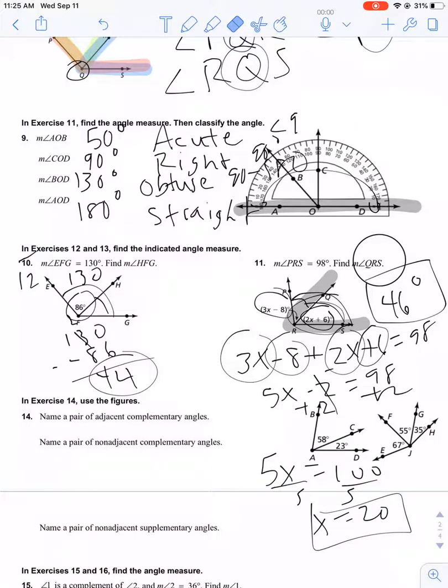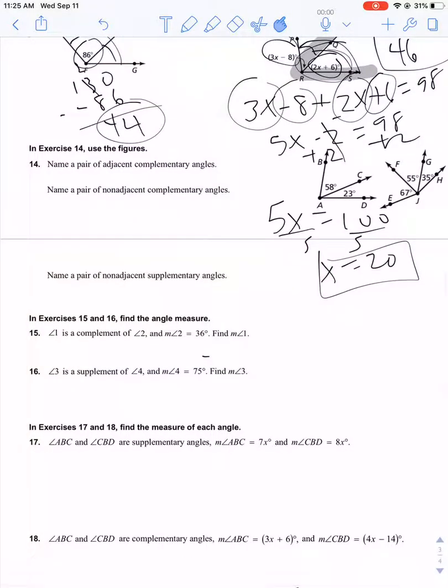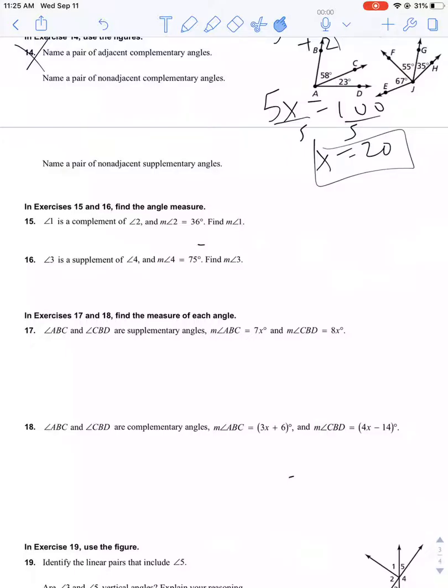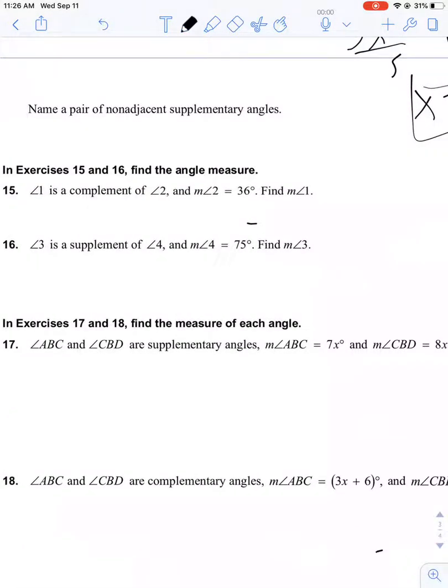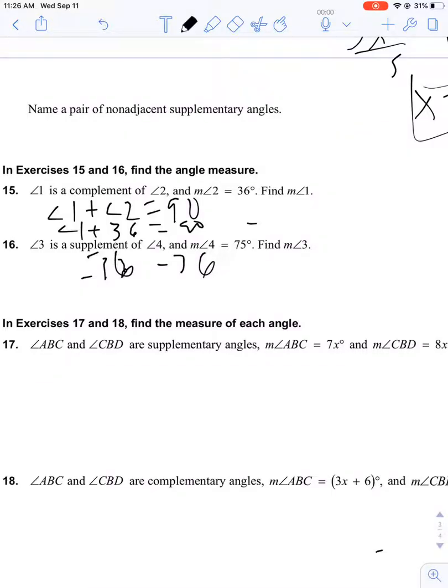Okay. We skipped 14 because we didn't talk about adjacent and non-adjacent. 15. I know that two angles are complementary. That means they add to be 90. Well, if this one's 36, I can solve by subtracting 36. So that would mean angle 1 equals 54.